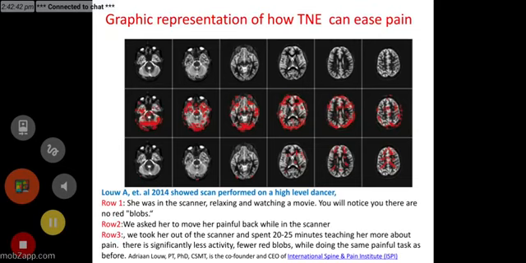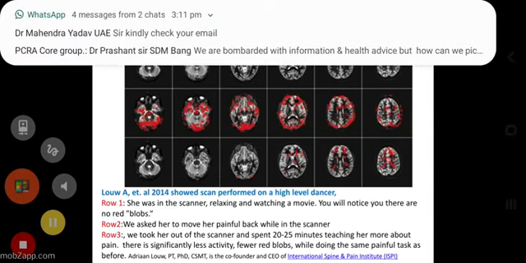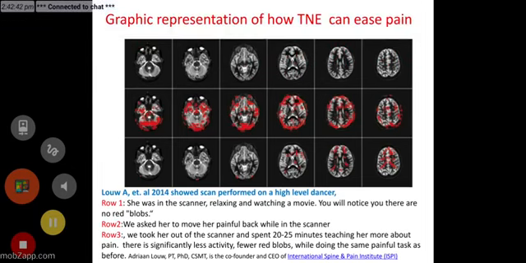In the third row, they took her out of the scanner and spent 20-25 minutes on pain neuroscience education. They talked about the importance of pain education and understanding of pain sciences, and after that she was asked to bend her back again. Now, you can see there is a minimum amount of red blobs in the third row. That significantly shows that pain can be modulated if you understand pain sciences or pain education.